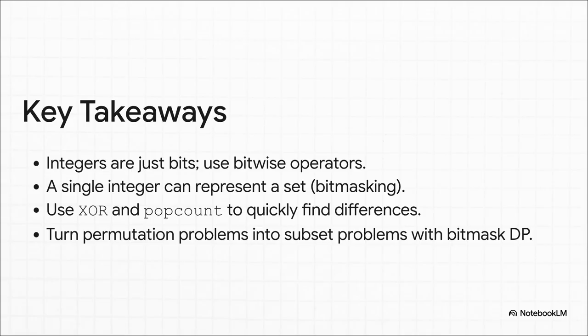1. Integers are just collections of bits you can play with. 2. Bit masking is your absolute go-to for handling sets efficiently. 3. That XOR and pop count combo is a secret weapon for finding differences fast. And 4. Whenever you see a problem that involves trying all permutations for a small number of items, your brain should immediately scream subsets and think about dynamic programming with bit masks.